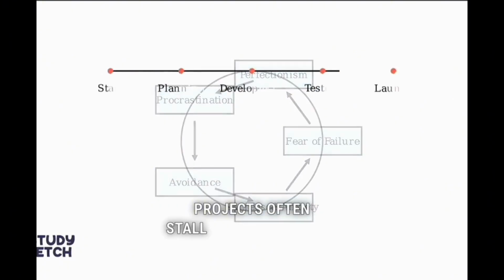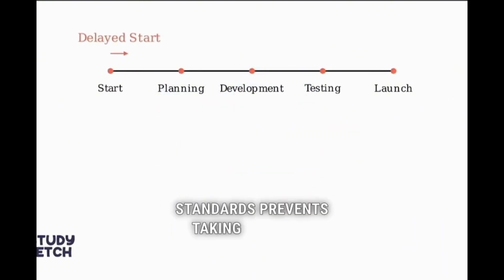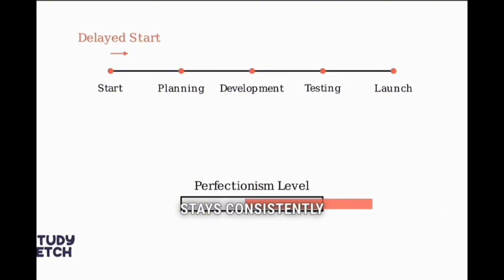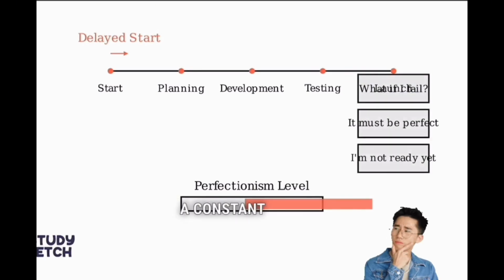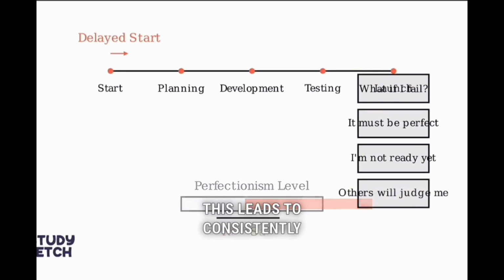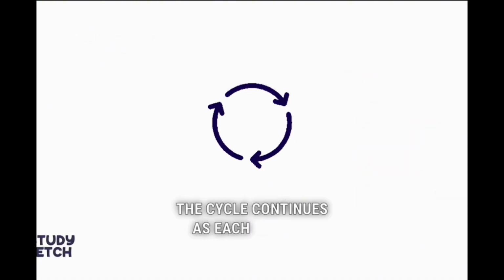Projects often stall at the beginning, as the fear of not meeting perfect standards prevents taking the first step. The perfectionism meter stays consistently high, making it difficult to start or complete tasks. Intrusive thoughts and fears create a constant stream of self-doubt and hesitation. This leads to consistently choosing safety over taking necessary risks for growth. The cycle continues as each avoided challenge reinforces the fear of failure.